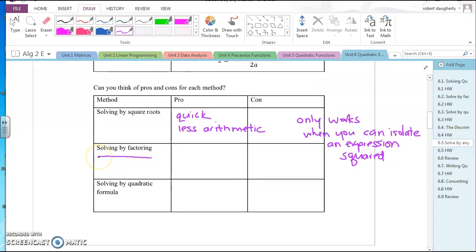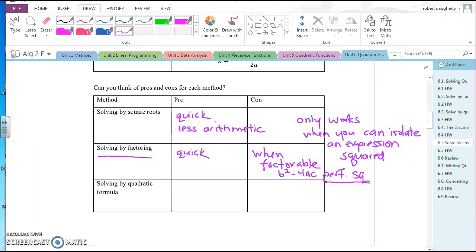Solving by factoring, I think that's also pretty quick. But it only works, and this is not rocket science, when what you have is factorable, okay? Or when b squared minus 4ac is a perfect square. So it's a limited use case.